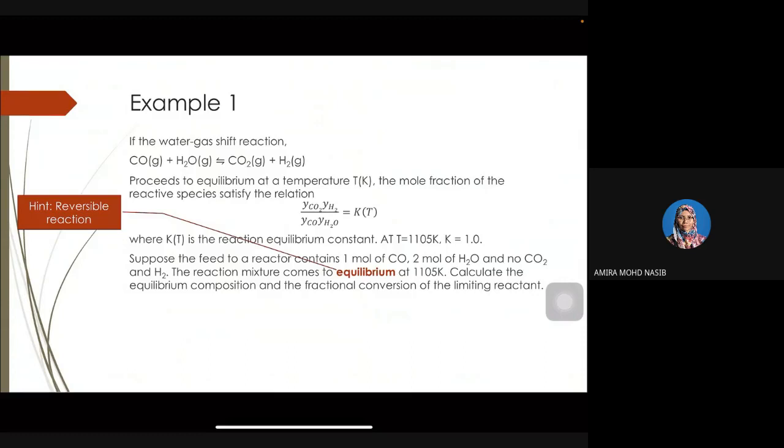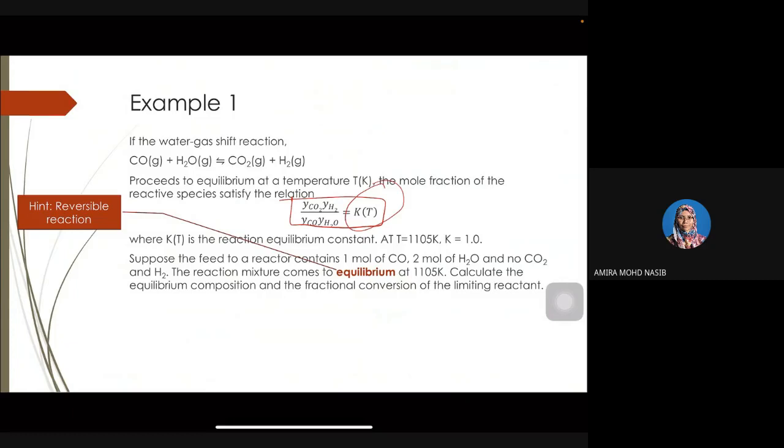In this question, the water gas shift reaction, where carbon monoxide reacts with water to produce carbon dioxide and hydrogen. This is a reversible reaction which goes forward and reverse, and proceeds to equilibrium at a temperature in Kelvin. The mole fractions of the reactive species satisfy the relation given in your question, where KT is the reaction equilibrium constant. At a temperature of 1105 Kelvin, the equilibrium constant is equal to 1.